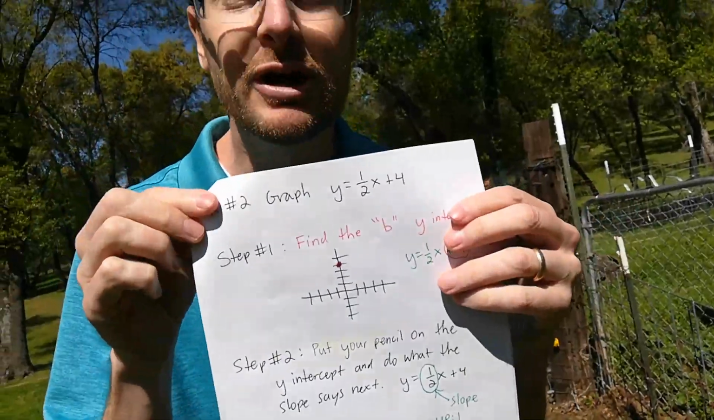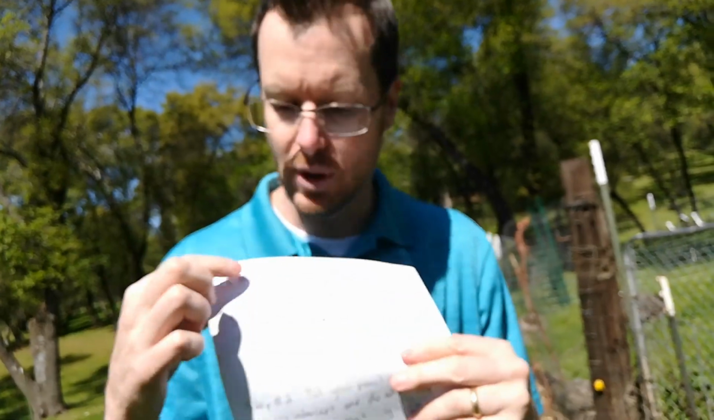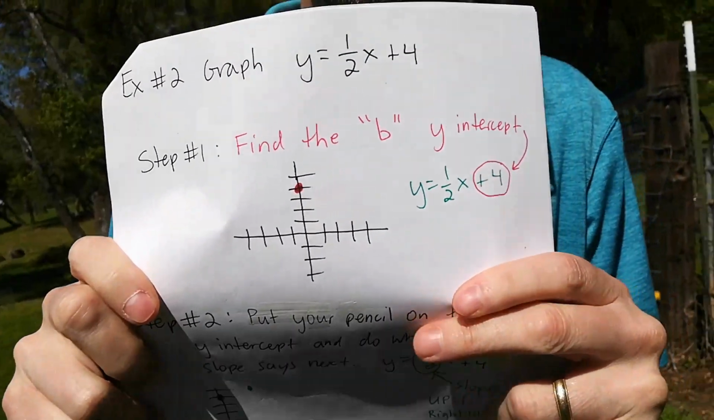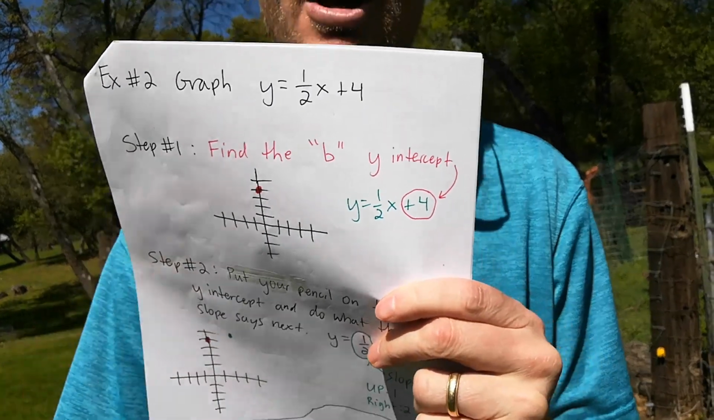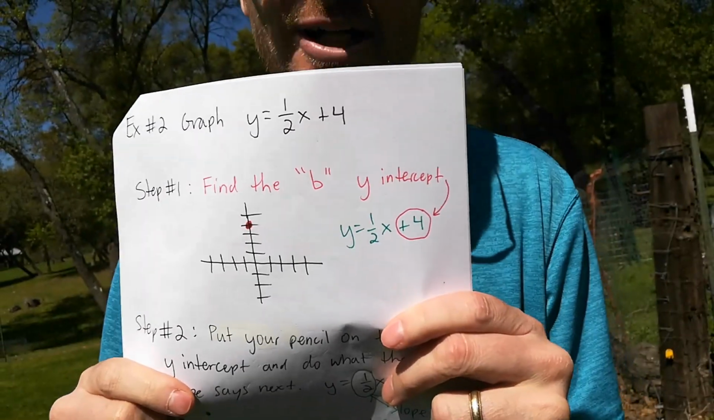You guys ready for another problem? Let's go to example number 2. Here we go. Now we're going to be graphing it. So I have to graph y equals 1/2 x plus 4. My 1/2 is my slope, that's the m value. My 4 is the y-intercept, that's where it's on the y-axis.